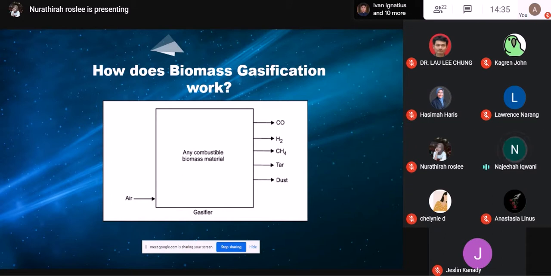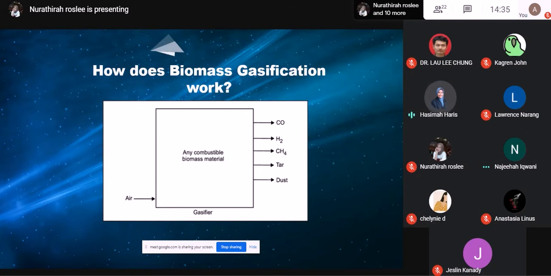So before I proceed, any question? Yes, I have a question, Najiha. May I know why biomass gasification is much more attractive compared to biogas or ethanol production?